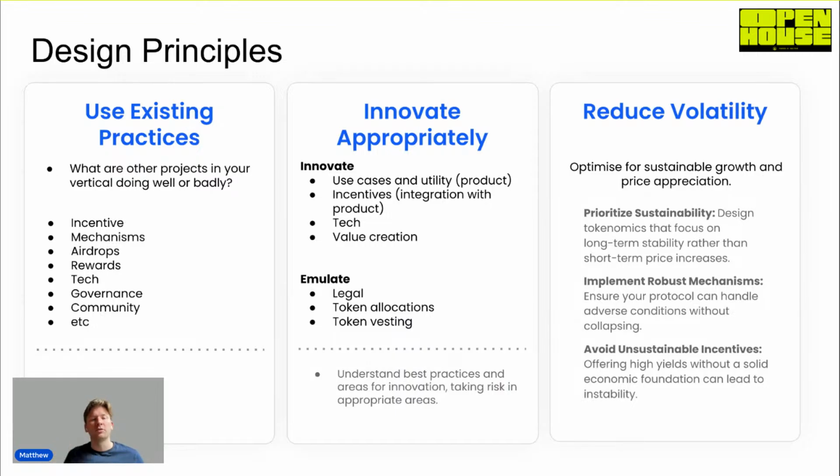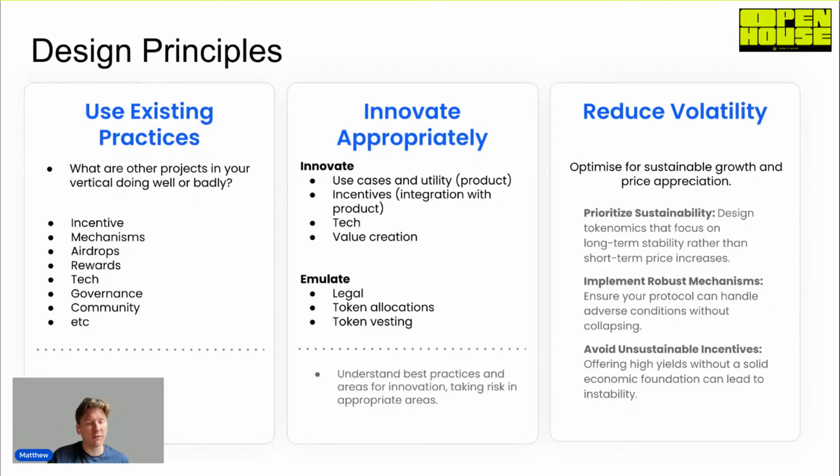And so when it comes to designing your tokenomics, which will be different for every use case, whether it's a DEX, a launchpad, a game, you name it, they will all be slightly different. However, there will be instances of either competitors or prior success or failure stories that you can learn from. So understand what other products in your verticals are doing. What do they do well and what do they do badly?